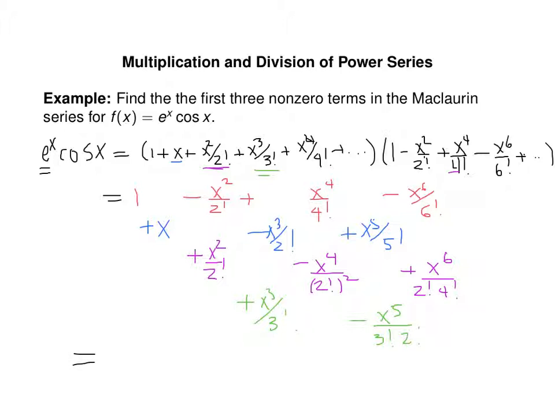So first of all, the 1 doesn't cancel, neither does the x. But the x squareds do. But the x to the 3rds do not. So that's the 3rd term that I care about. And everybody else's power is going to be bigger than 3, so it doesn't actually matter all that much.